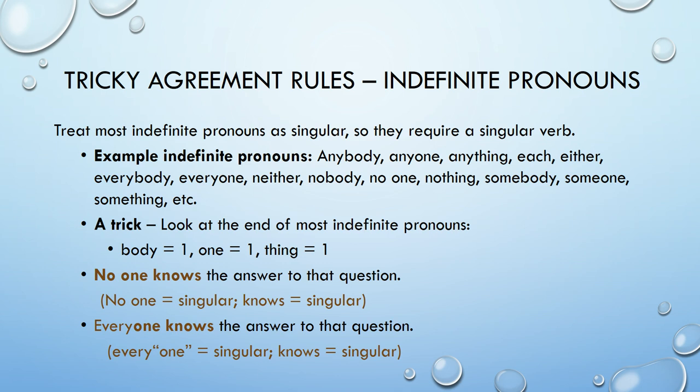Another tricky one would be the indefinite pronouns, because most people aren't sure if they're singular or plural. Most of them are singular, right? So you can just assume if you see anybody, anyone, anything, each, either, everybody, everyone, etc., that it is singular. And one way to check that is to just look at the last part of most of those words: body, one, thing. In each case there, it's just one, right? One body, one, the word one thing. And so that's an indicator that it is singular.